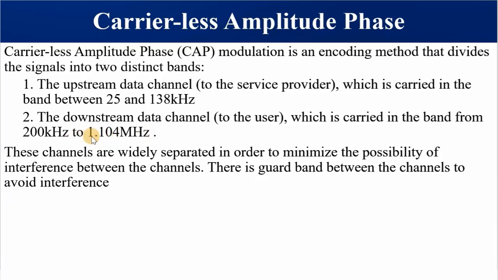1.1 megahertz, or 1 megahertz to the nearest, is the bandwidth for a UTP line. Hence, you can see the reason why we have got less speed on ADSL when compared to fiber. So we are saying these channels are widely separated, normally by a guard band, so that we minimize the possibility of interference between the upstream channel and the downstream channel. And we are saying this separation is called the guard band.